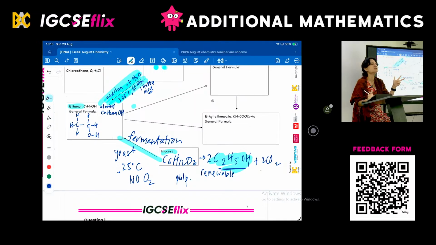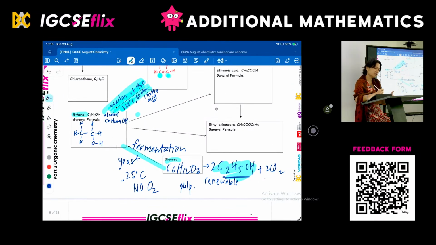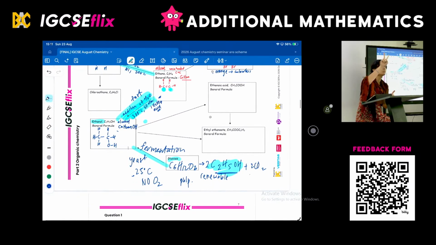But the problem is, the yield is high or low? Very low. 5%, 10%, your yeast all die already. Cannot. Okay? Also, is it fast or slow? Slow. So this one is slow. This one is fast. This one is fast. This is slow. This is high yield, 100%. This one is 100%. Okay? 100% yield. This one is low yield. So this is a comparison they will ask you to do. So there are two ways of making ethanol. Remember that, okay?